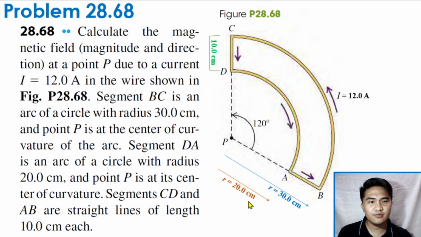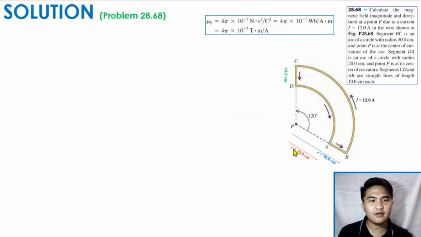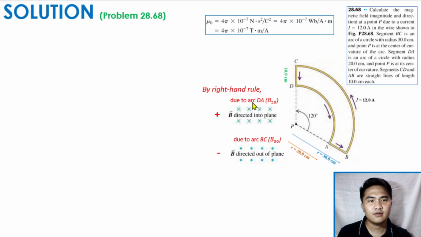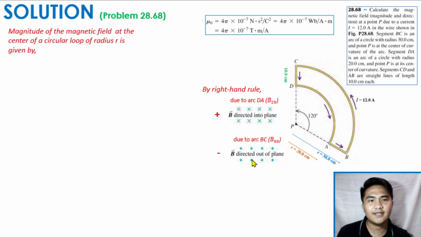To solve this, we must first determine the direction of the magnetic field due to arc DA and arc BC at point P. We can determine it by the right-hand rule. Since the direction of the current on arc DA is from D to A, the direction of the magnetic field will be directed into the plane. For arc BC, the direction of the current is from B to C. Therefore, the direction of the magnetic field due to arc BC is directed out of the plane.